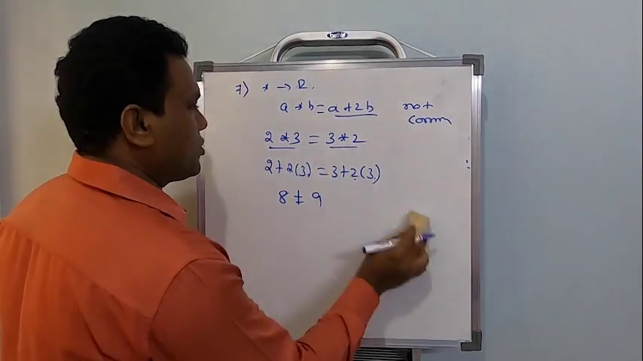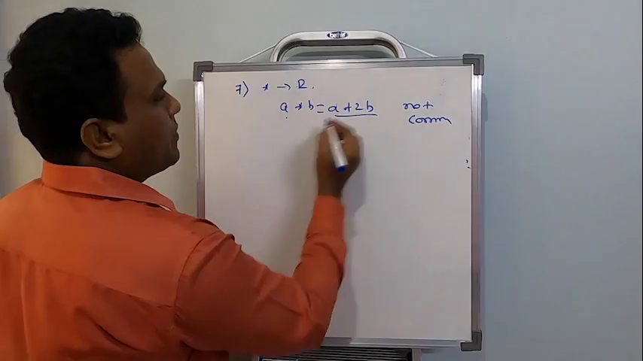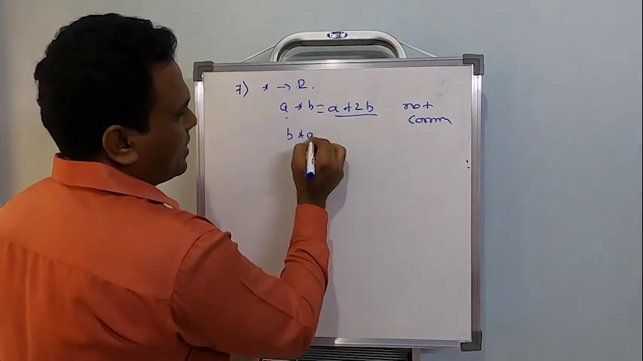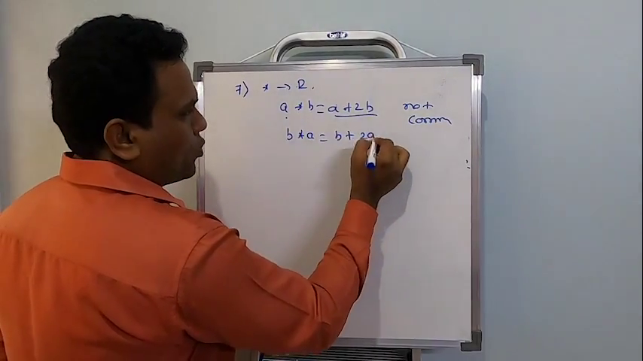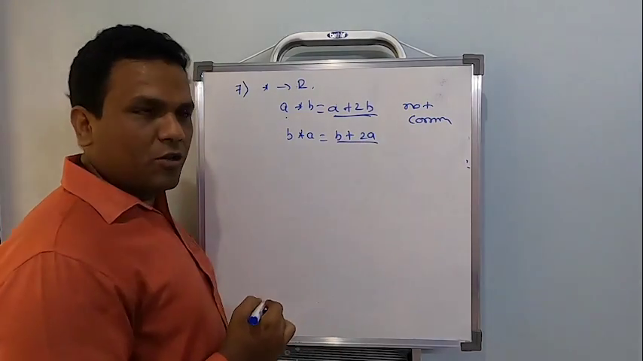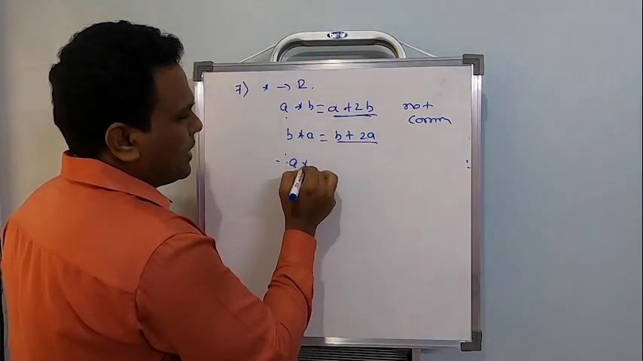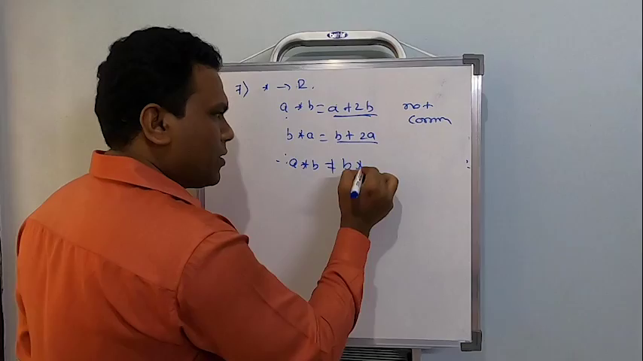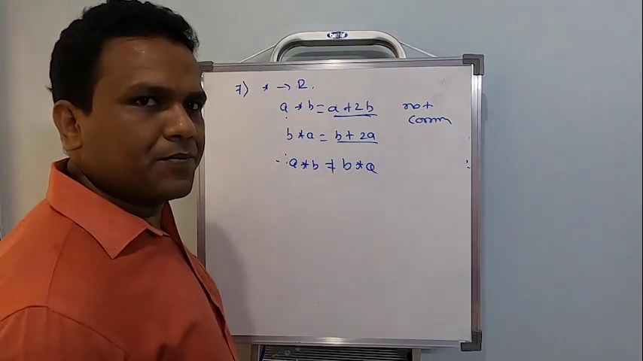General procedure, yes, surely you can explain. A star b will be a plus 2b and b star a will be b plus 2a. Now these two are not going to be equal. Therefore, a star b is not equal to b star a. Fine.